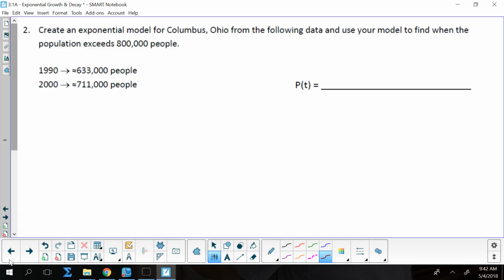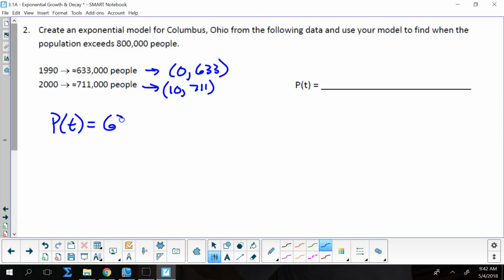I get this point here would be (0, 633). This point here would be (10, 711). Okay? So P of t is going to equal 633 times b to the t power. So 711 equals 633 times b to the 10th power.